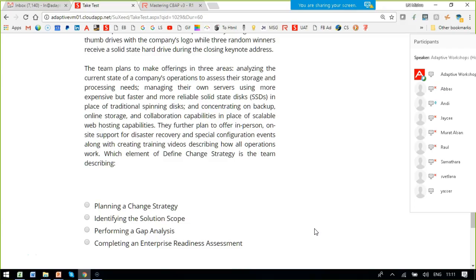I thought solution scope too. True. That's the right answer. It's solution scope. That means how the project will be carried out, what will be part of the project, what will not be part of the project. So that's what they're trying to offer to their client, that as a company, this is what we can do for you.